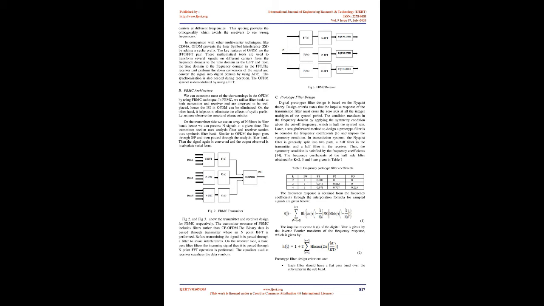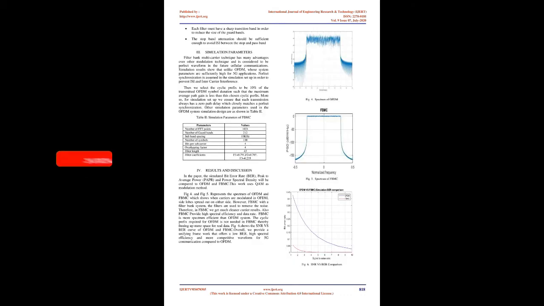Now the modulated OFDM data is converted into analog by using a digital to analog converter, DAC. The transmitted OFDM signals are transmitted through wireless channels. The OFDM technique transmits the data over a large number of carriers at different frequencies. This spacing provides the orthogonality which prevents the receivers from seeing wrong frequencies. In comparison with other multi-carrier techniques like CDMA, OFDM prevents inter-symbol interference, ISI, by adding a cyclic prefix.